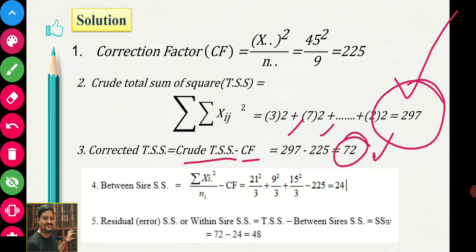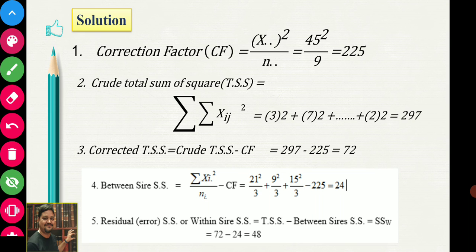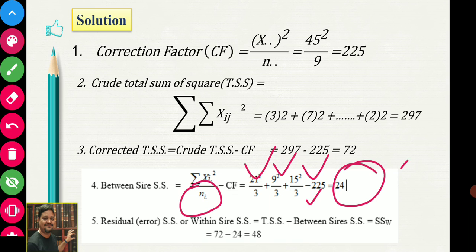Now the next step is getting the between sire sum of square. For getting the between sire sum of square, you have to square the sire's values. So what are the sire's values? You can see in the question, the sire totals are 21, 9, 15. So you can see here it is 21 square, 9 square, 15 square divided by the number of observations. The number of observations per sire is equal, that is 3. It will be subtracted by the correction factor. In this way you will get the between sire sum of square as 24.